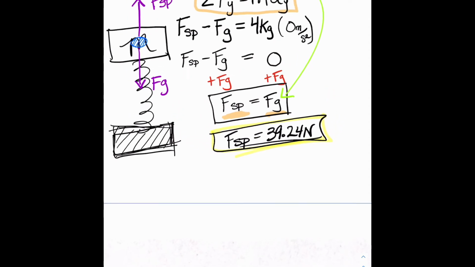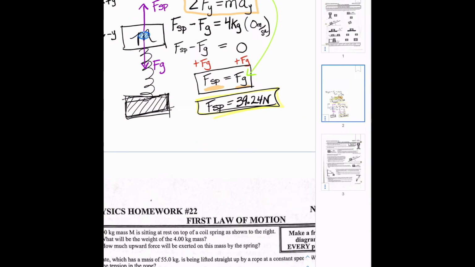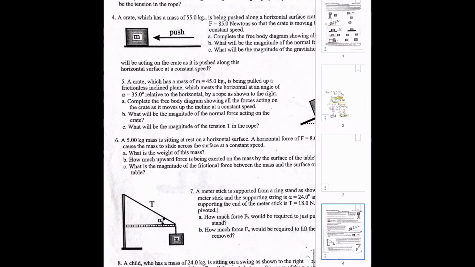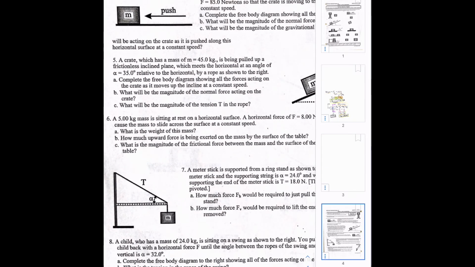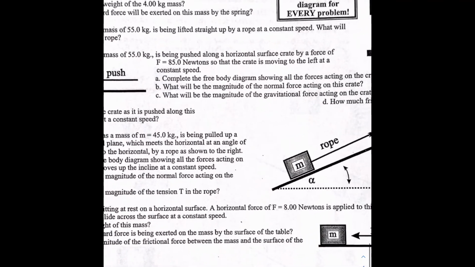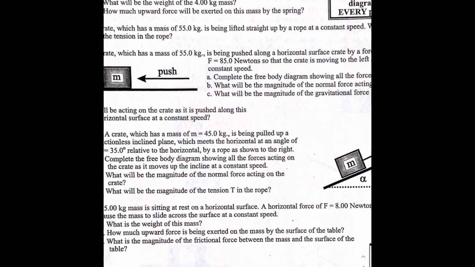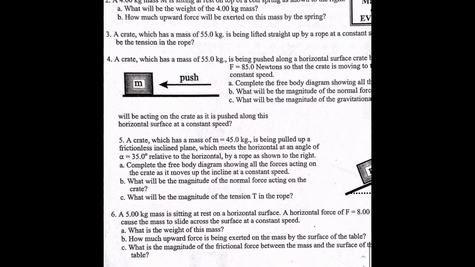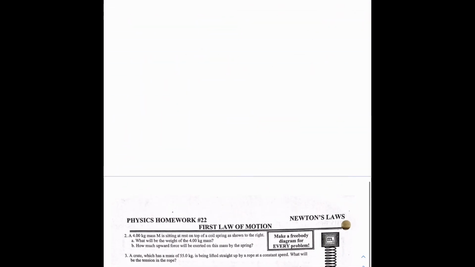All right, let's go ahead and go to the next problem. I probably am going to get another sheet of paper here. Okay. So in problem 3, they say a crate which has a mass of 55 kilograms is being lifted straight up by a rope at a constant speed. What will be the tension in the rope? Okay, so we have a problem that deals with tension, first of all.